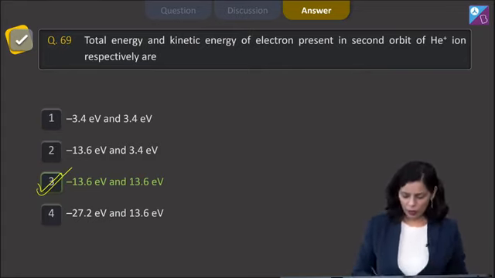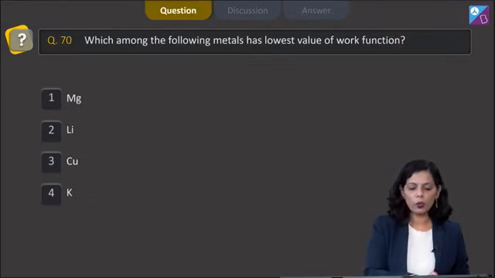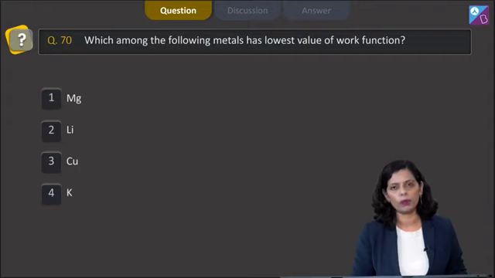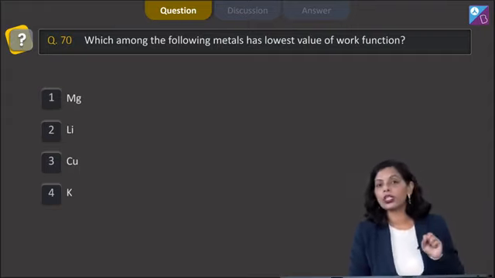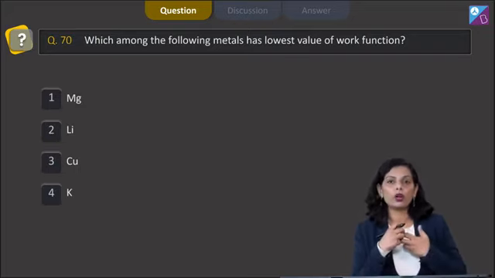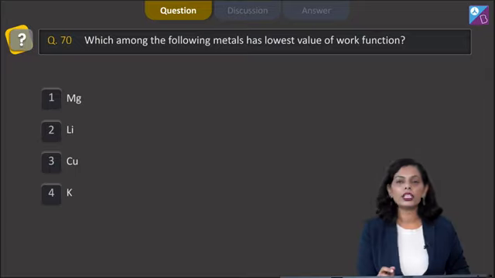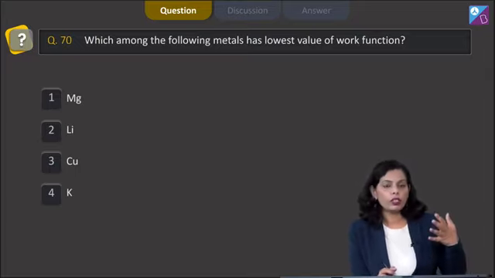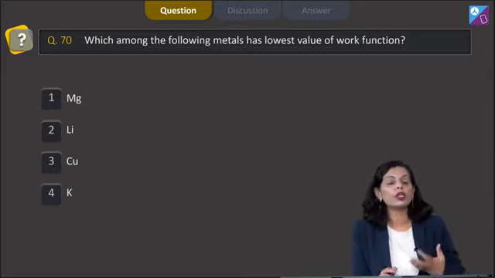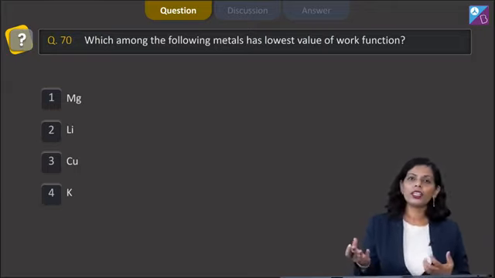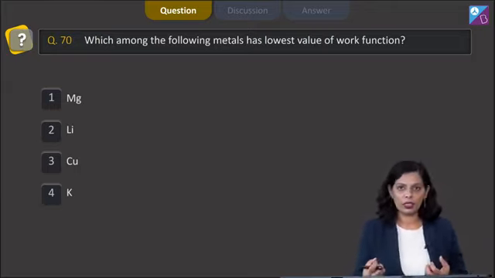Okay. Now, question number 70 I am taking. Which among the following metals has the lowest value of the work function? So, work function is basically the minimum amount of energy needed to remove an electron during photoelectric effect, right? So, work function is actually based on the fact that how much electropositive metal is. More the electropositivity of the metal, easier to remove an electron from it, right?